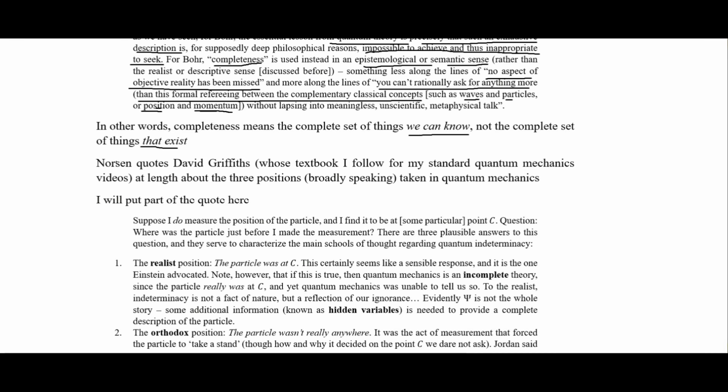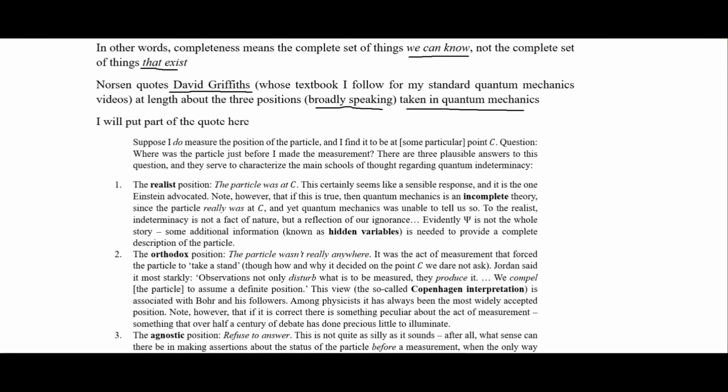All right. So Norsen actually quotes David Griffiths, whose textbook I've used in my standard quantum mechanics videos. He quotes him at length here on the broadly speaking three positions taken by people in quantum mechanics. So I'll put part of the quote here. So suppose I do measure the position of the particle and I find it to be at some particular point C. Question: where was the particle just before I made the measurement? There are three plausible answers to this question. They serve to characterize the main schools of thought regarding quantum indeterminacy.